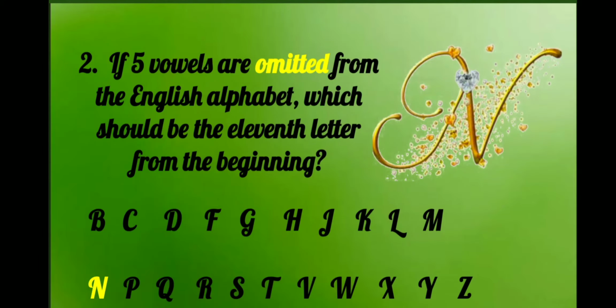Second: if the 5 vowels are omitted from the English alphabet, which will be the 11th letter from the beginning? So guys, A, E, I, O, U, if we remove these letters, we will count from B, and if you count 1, 2, 3, 4, 5, 6, 7, 8, 9, 10, 11, N will come in the 11th place. So your correct answer is N.